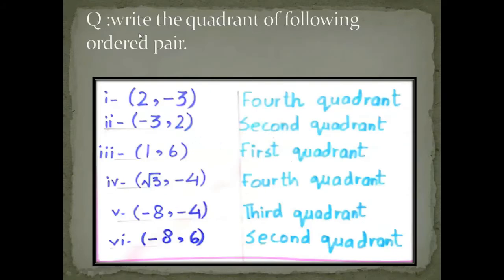Now, the question is to write the quadrant of the following ordered pairs. These are some ordered pairs, and you have to write which quadrant each belongs to. Ordered pair number one: this is the x component or abscissa, this is the y component or ordinate. Plus two, minus three.